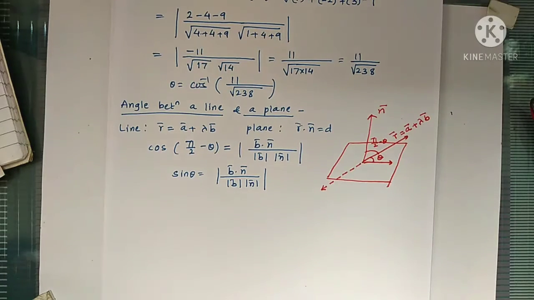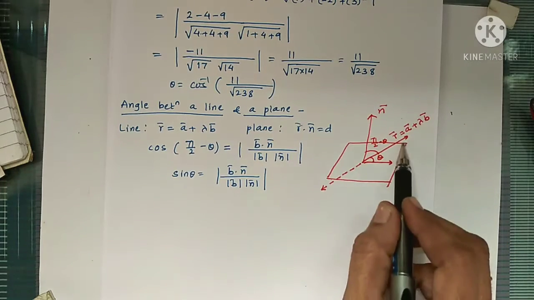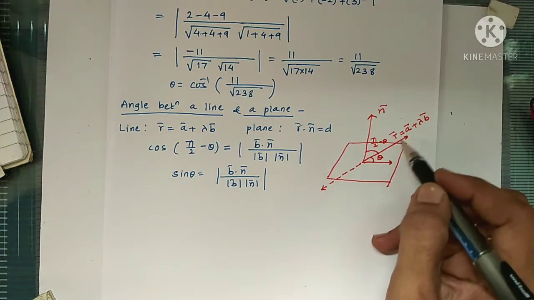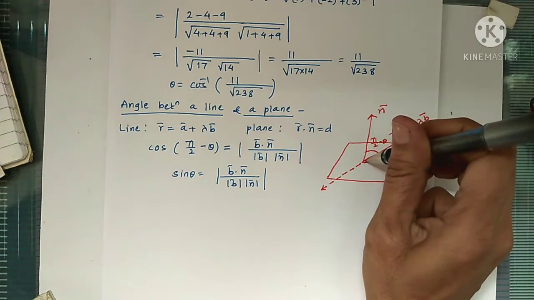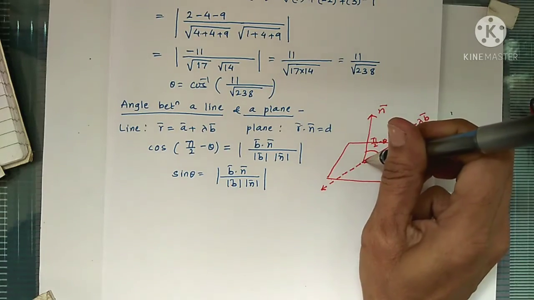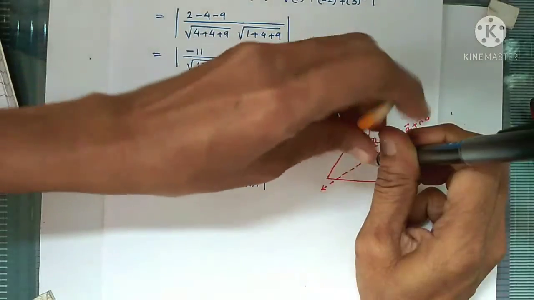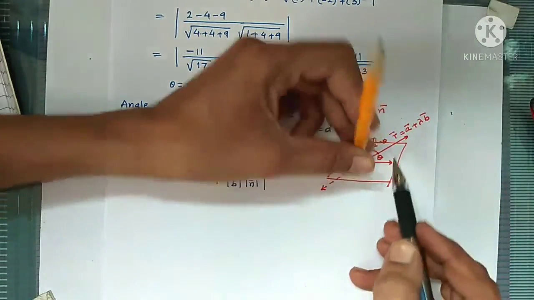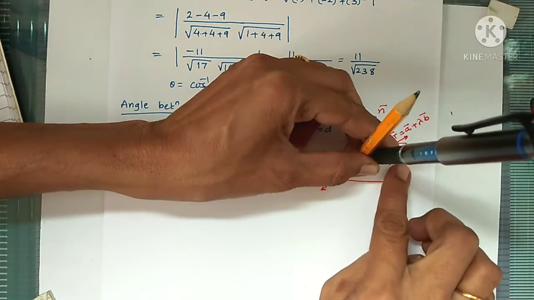So next is the angle between a line and a plane. In this diagram, this is the given plane and this is the line. Though it is a two-dimensional figure, you can see the line is like this, and n bar is normal to the plane. So the angle between the line and the plane is this angle.